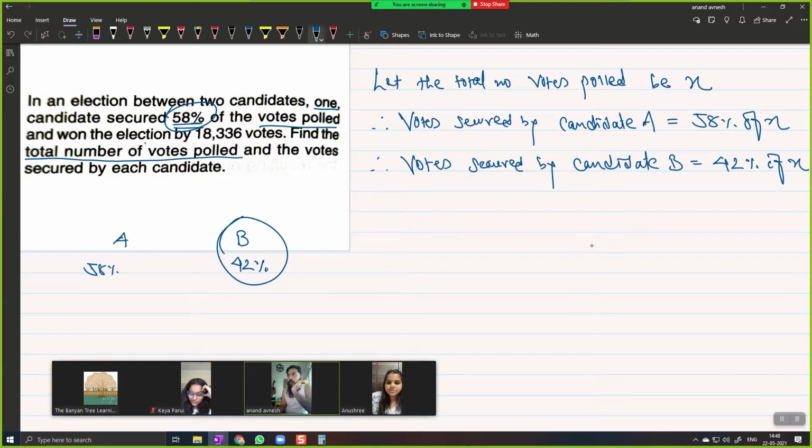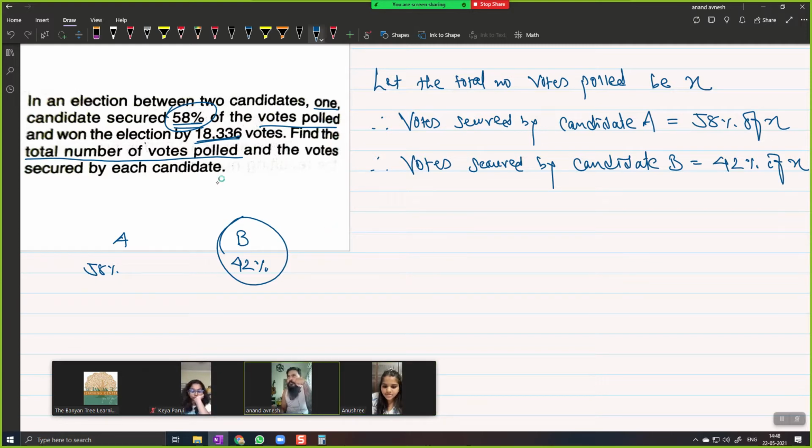So we have got the votes secured by candidate A and candidate B. Now candidate A won the election by these many votes. So what should be the next very important statement where we can actually find out the value of X? 58% of 42.